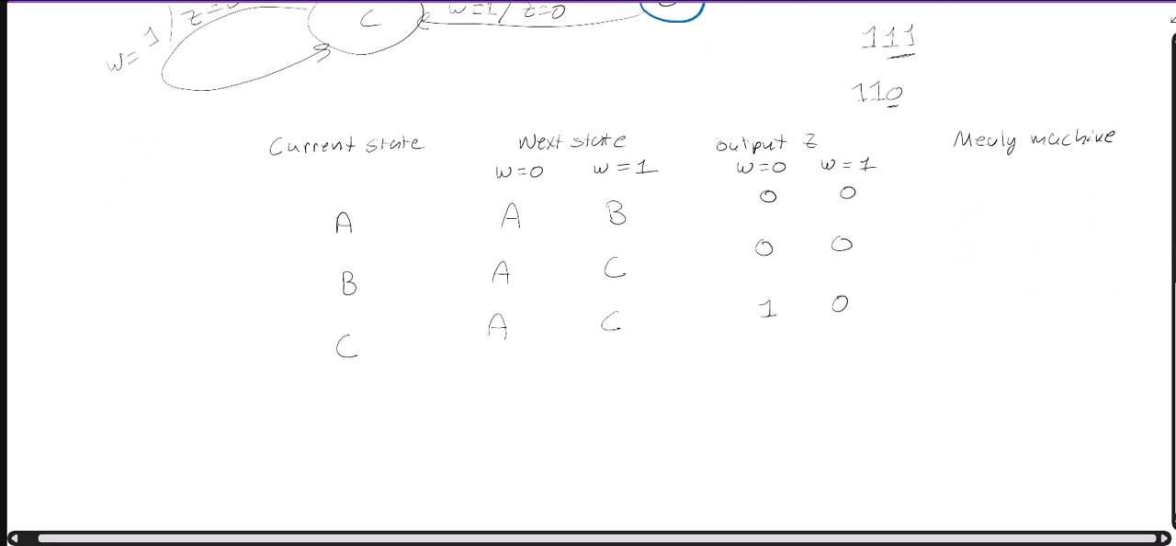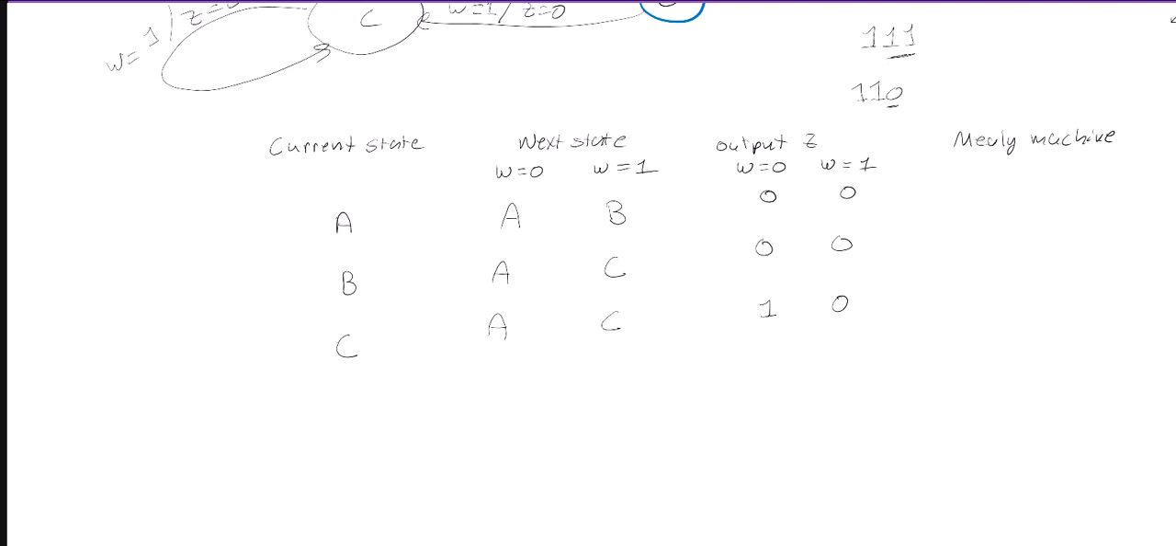Now I'll do a state assignment table. I have 3 states, so the number of flip-flops I'll need is such that 3 is less than 2 squared but greater than 2 to the first. So I need 2 flip-flops. I'll need 2 variables. If I had 4 states, I would also need 2 variables. If I had 5 states, I'd have to have 3. So I'll call A 0,0, I'll call B 1,0, and I'll call C 1,1.